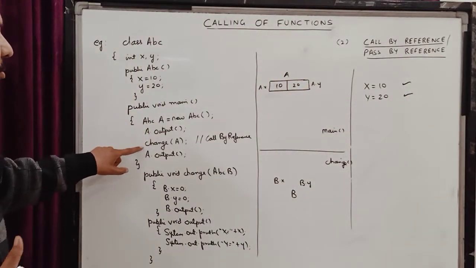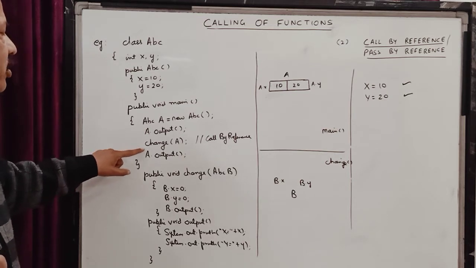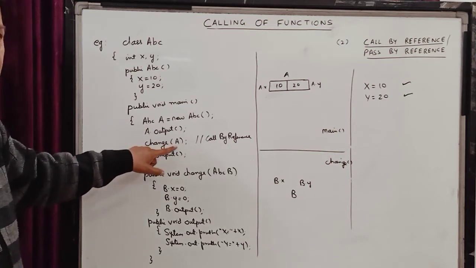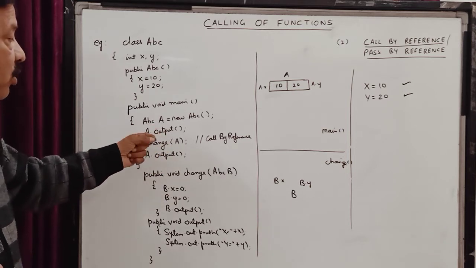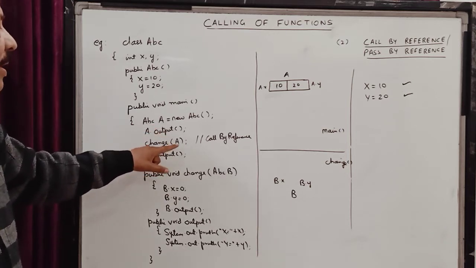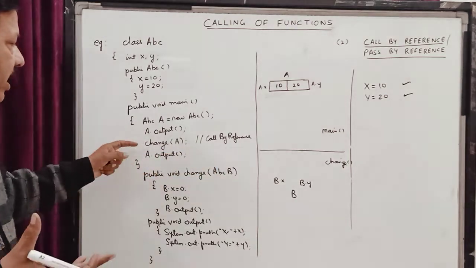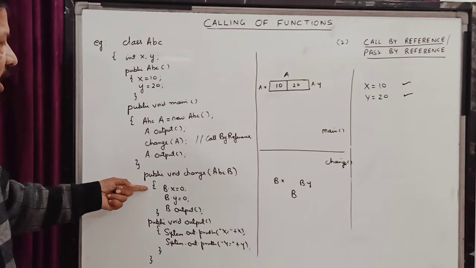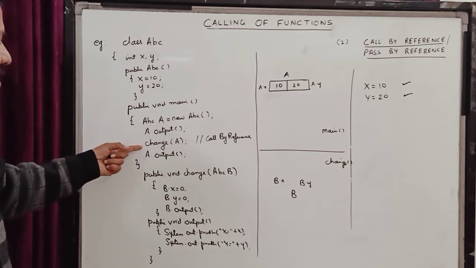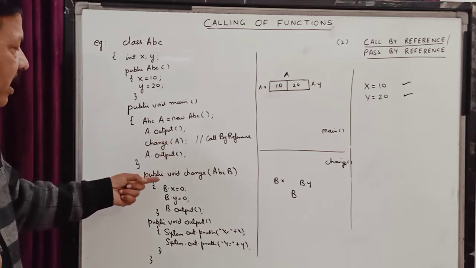Now children, here I am calling a function. I am calling a function by stating its name followed by the argument. Here the argument is object A. Since the argument is a reference data type, it becomes call by reference. Now children, here I am calling the function called change. This is my function, so when I am calling the function change with object A, here is the change.